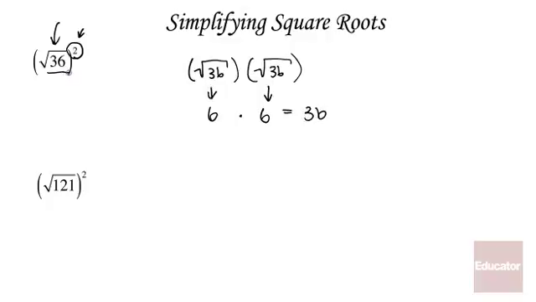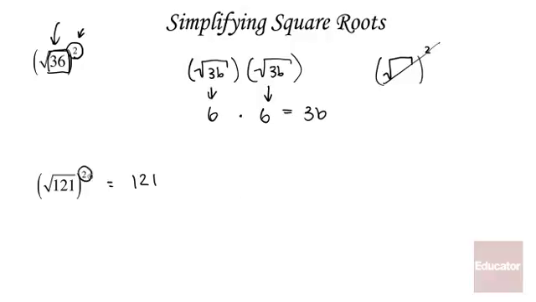So notice that that is this part of the equation. So in fact, the square root symbol and squaring the number cancel each other out. So in this case, if you could take a guess, what do you think the answer would be? It would be 121. Let's write it out and see.